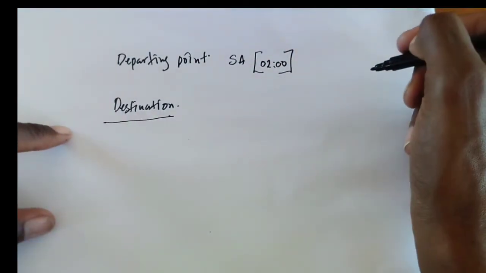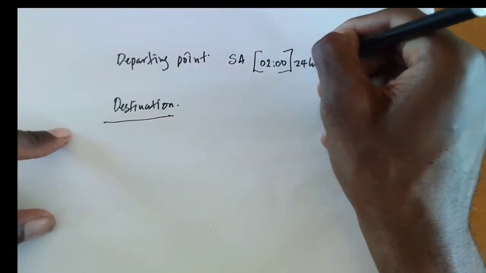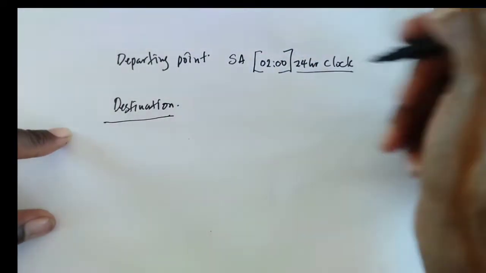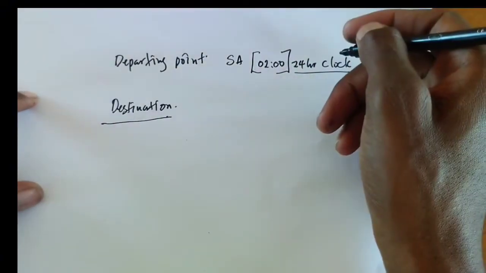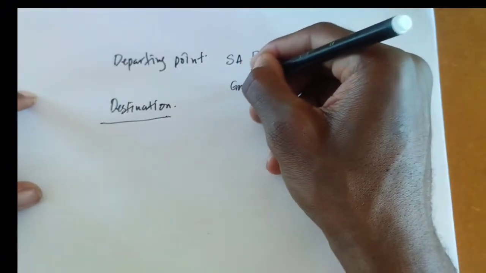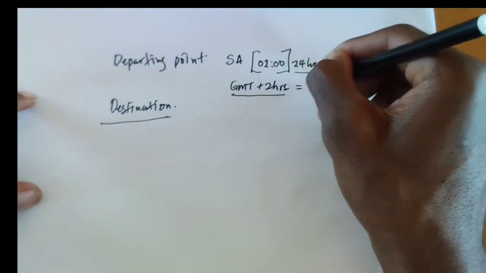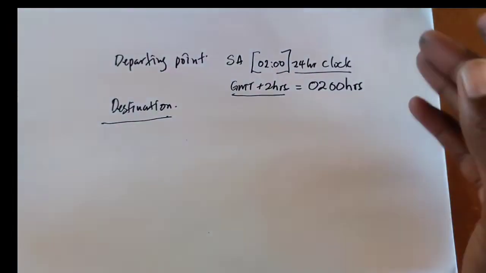And remember, every time you are dealing with time zones, we use a 24-hour clock. So this means that it is 2 o'clock in the morning. Now remember, this 2 o'clock is actually GMT plus 2 hours. So our GMT plus 2 hours is 0200 hours. Now, what does it mean?